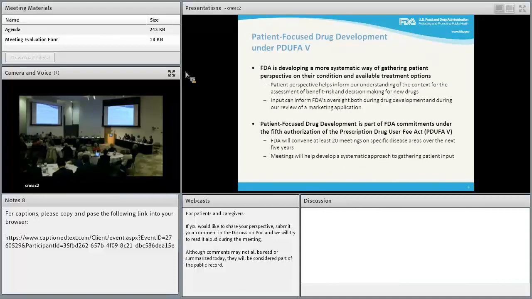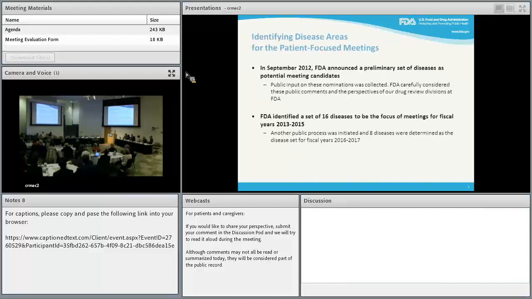We're trying to do as many as we are able to do with the available folks that we have on our staff. And each one focuses on a particular disease and tries to really systematically go at getting that kind of input. We began, as I said, in September of 2012. We put out a Federal Register notice with about 40 diseases where we asked input on which diseases we should focus on. We got about 4,500 comments from the public on that list, and we got many more nominations of diseases.